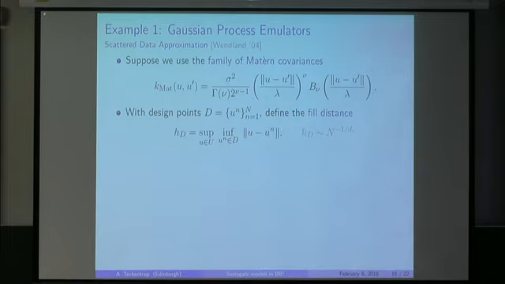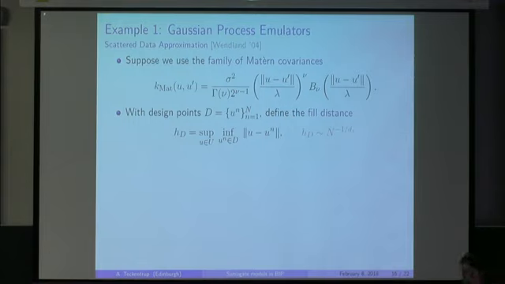Then for the design points, you can choose anything that you like. Okay, so for a general set of design points, we're going to define what's known as the fill distance. The fill distance is defined in this way. It's the supremum over all points u in your parameter space U, of the infimum over the design points u_n of the distance between u and u_n.